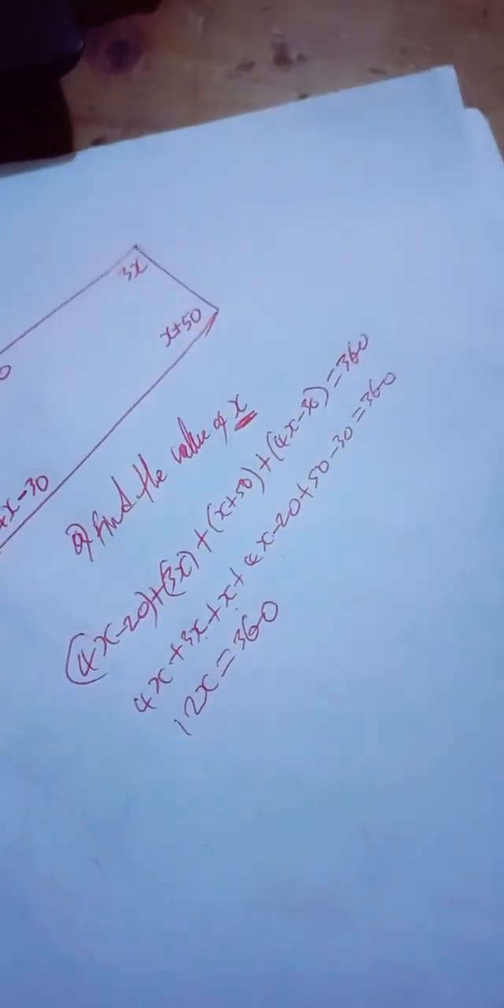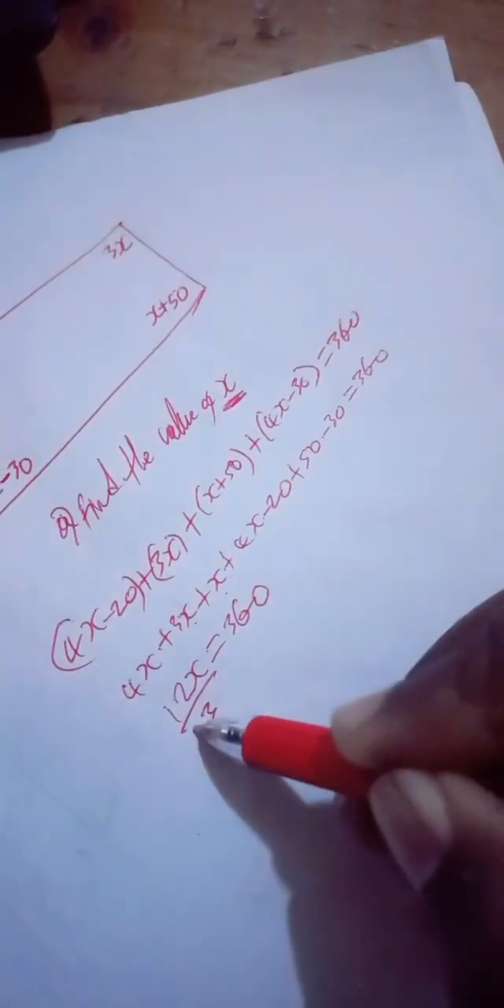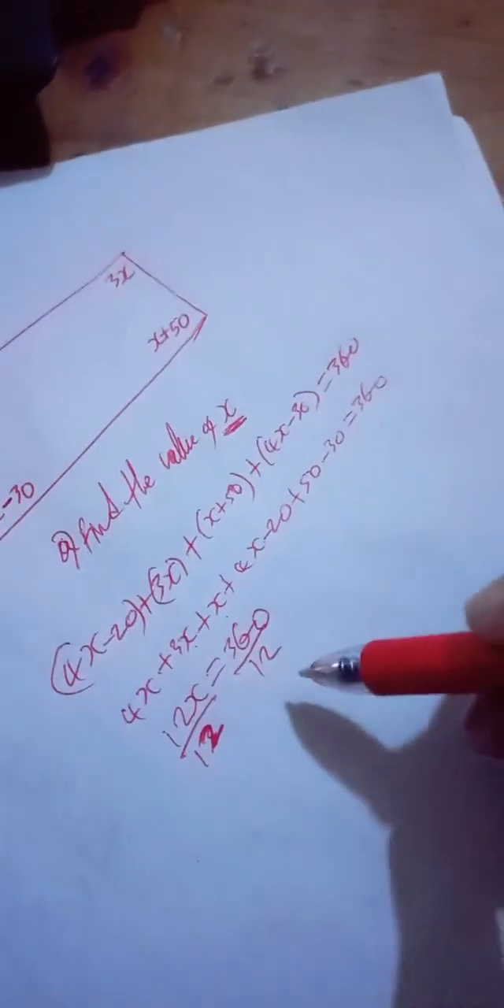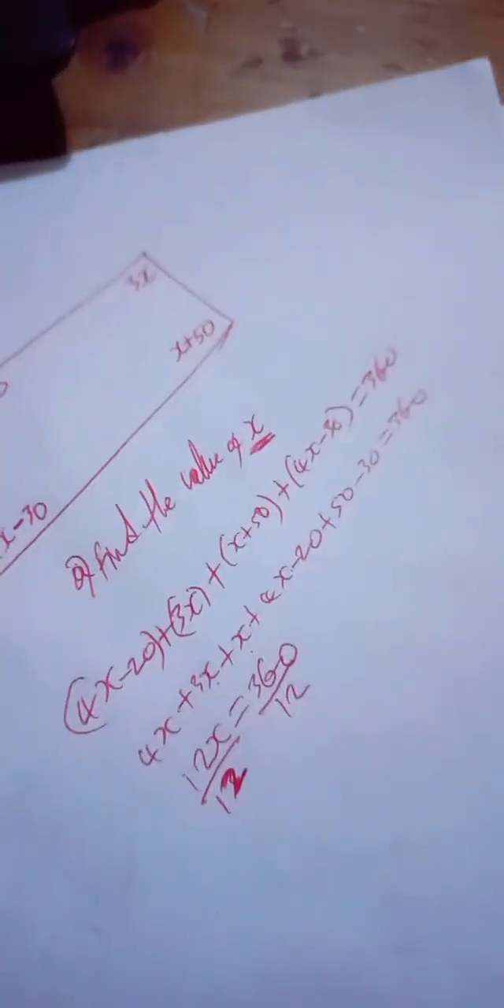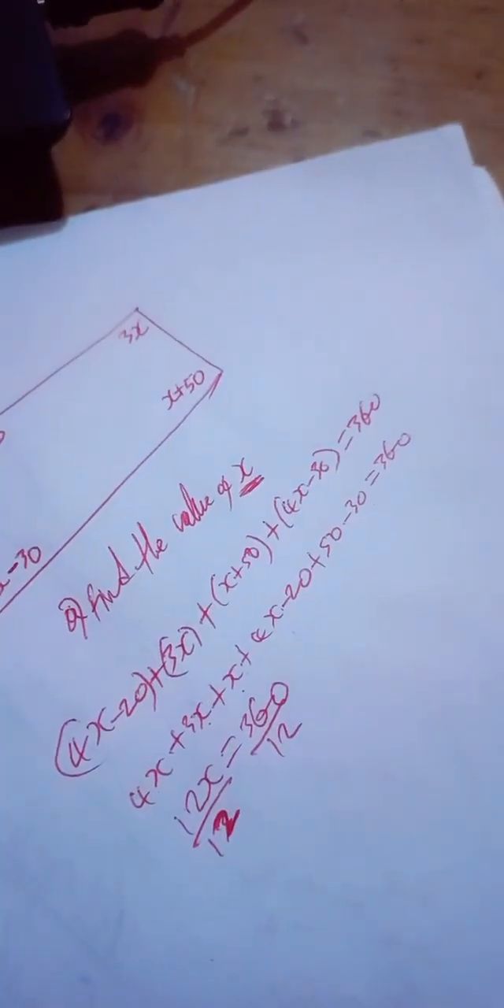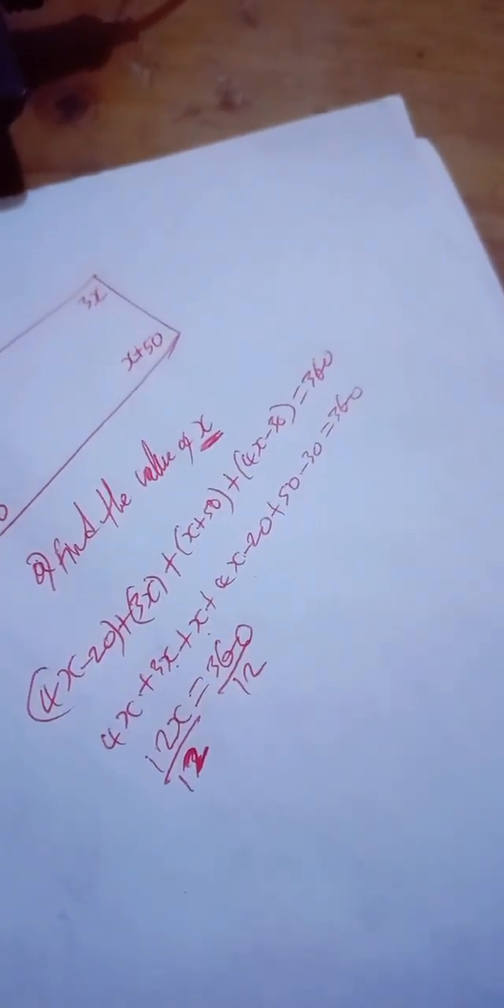From there, what are we going to do? 12x is equal to 360. Divide both sides by 12. You need to divide both sides by 12. So we're going to say 360 divided by 12, giving you what? x is equal to 30.